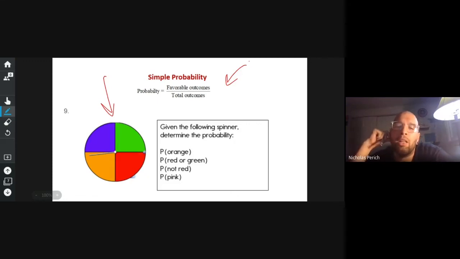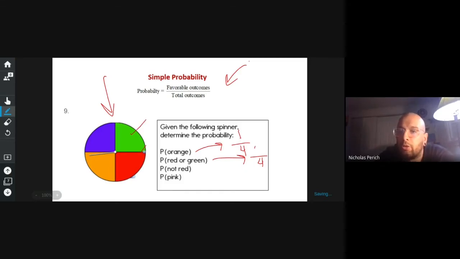So what's the probability of me getting an orange? There's 4 possibilities, so the total outcome is 4. Only one of them is orange, so 1 out of 4. What's the probability of me getting a red or a green? There's 4 possibilities, so my total outcomes are 4. One of them's red and one of them's green, so that's 2 possibilities, 2/4. And then one of you's like, oh, sir, can't you simplify that? Yes, I can simplify that.